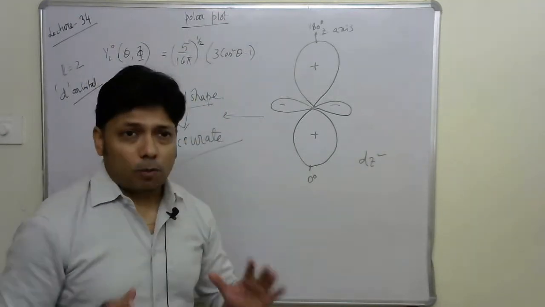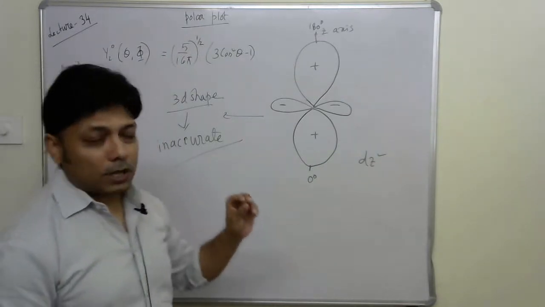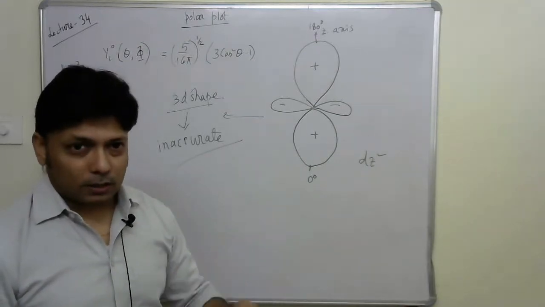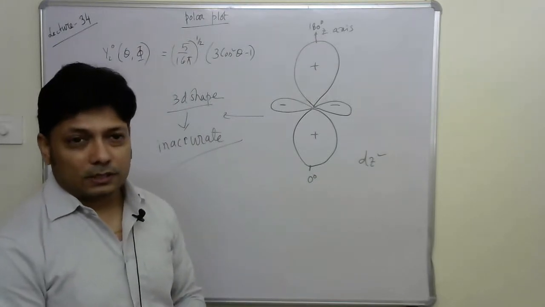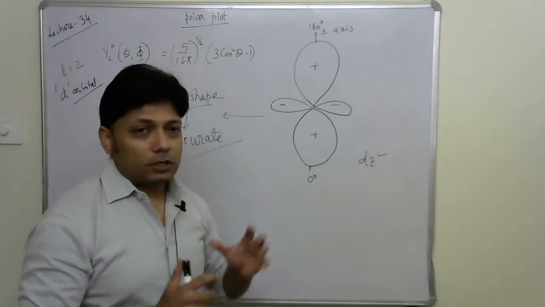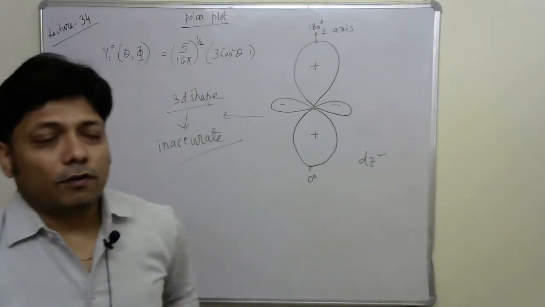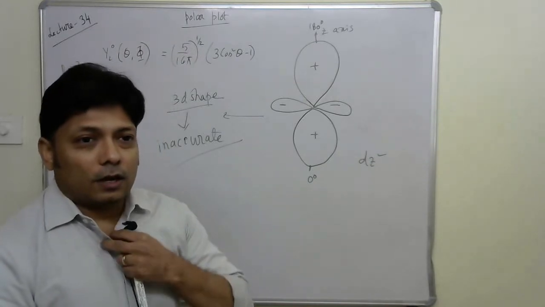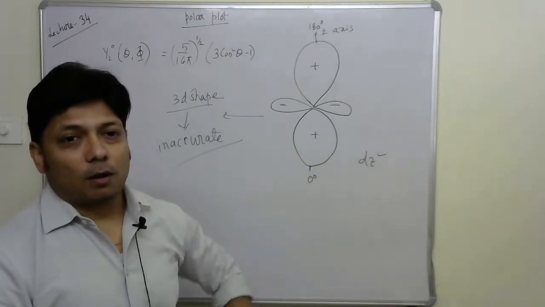But are the polar plots any good? Of course, because the polar plot helps us to identify which is px orbital, which is pz orbital, which is dz square orbital, which is dx square minus y square orbital. So the utility of the polar plots is it helps us to identify the direction or orientation of an orbital represented by the spherical harmonics.